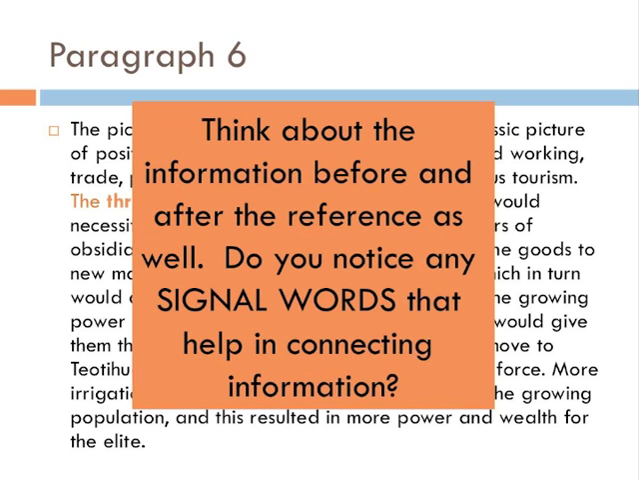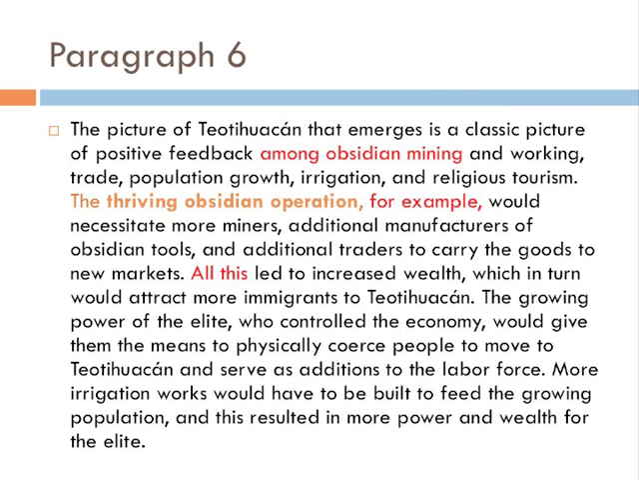So first, think about the information before and after it. Do we notice any signal words that might help us in connecting information? Well, I've highlighted a few here. First off, sometimes signals are not just those types of directional words. Sometimes a signal could be a repeated piece of information. So for example here, obsidian mining tells us to go back and look at this information. And then notice the words for example tell us that this is an example of something that was probably stated before.